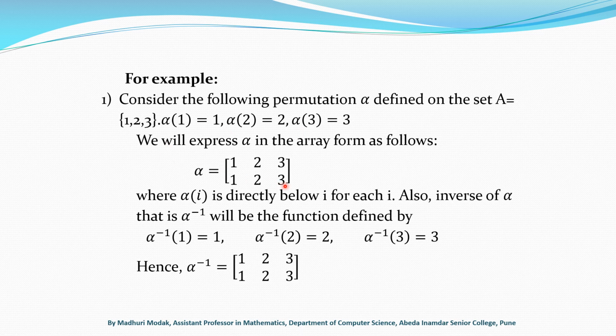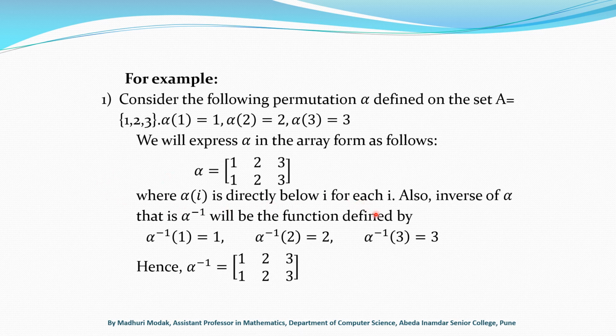Now we can express alpha in the form of array as follows. The domain elements are 1, 2, 3, so we write them in the first row. And below that, in the second row, we write their images. Image of 1 is 1, so we write it in the second row below 1. Image of 2 is 2, so we write it below 2. And image of 3 is 3, so we write it in the second row. So alpha(i) is directly below i for each i.